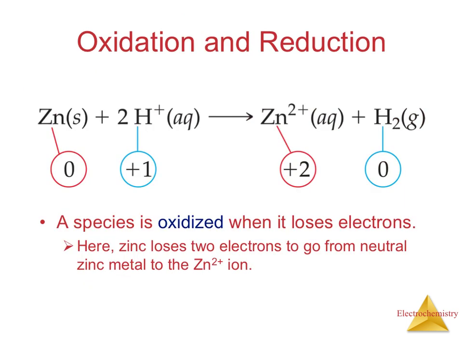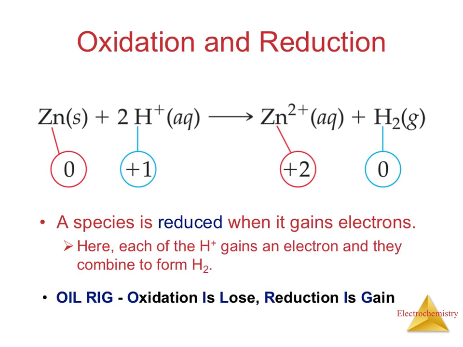Some vocabulary words. A species is oxidized when it loses electrons. So in our case, zinc 0, elemental zinc, loses 2 electrons to form zinc 2+. We would say that the zinc metal is oxidized and it loses 2 electrons. A species is reduced when it gains electrons. So in this case, hydrogen +1 gains an electron to give us hydrogen 0. So the hydrogen is reduced to give elemental hydrogen.